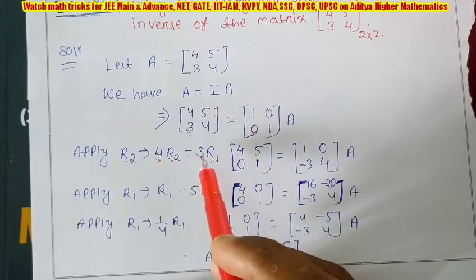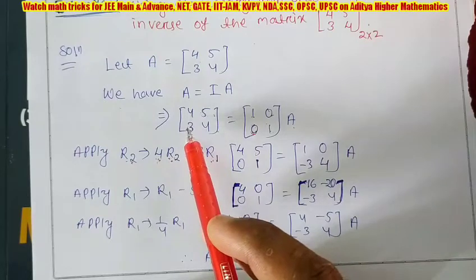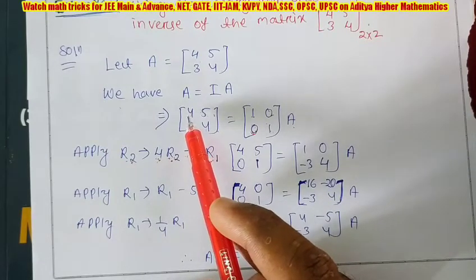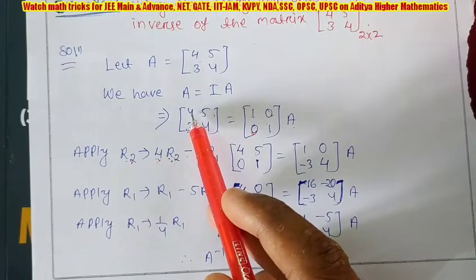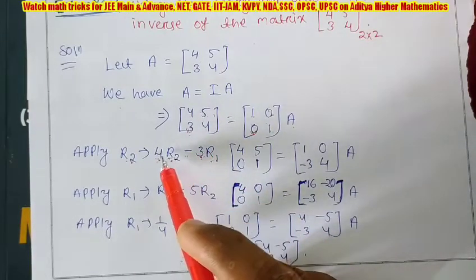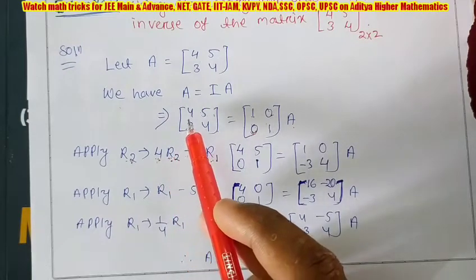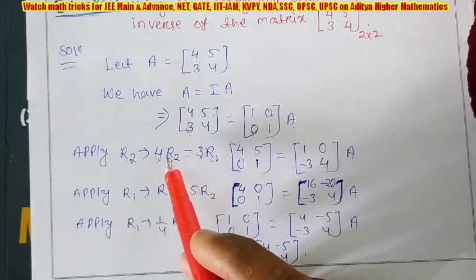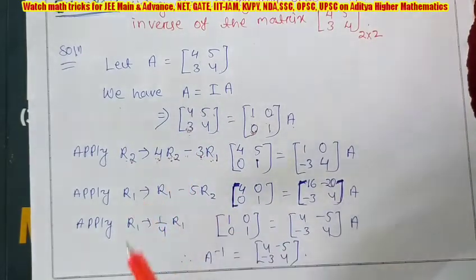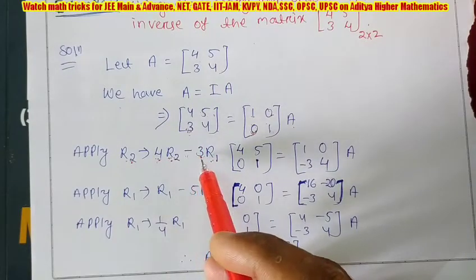And after writing R2 and R1, you observe what the element in R1 is. That element in R1 is 4, and that 4 you have to write in R2 as a coefficient. Okay, once again I am repeating this. The element in R1 you have to take as a coefficient of R2. Then the element in R2 you have to take as a coefficient of R1.